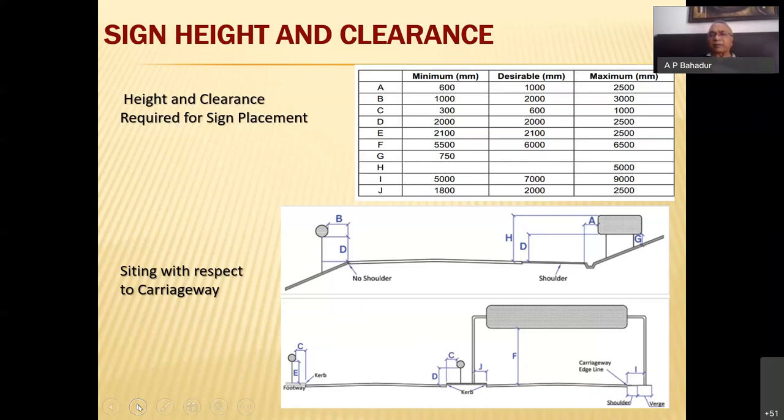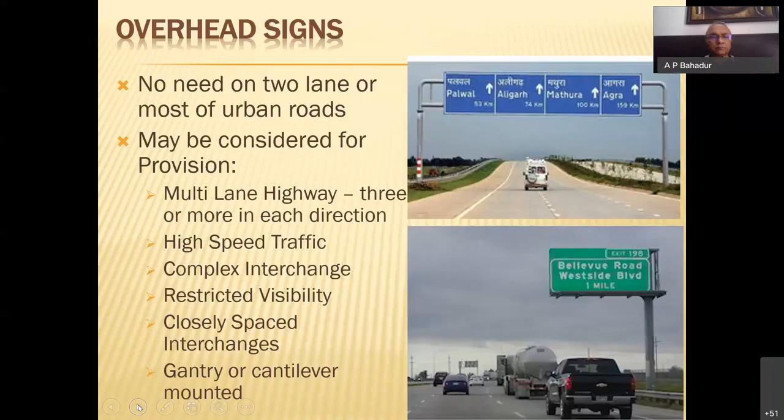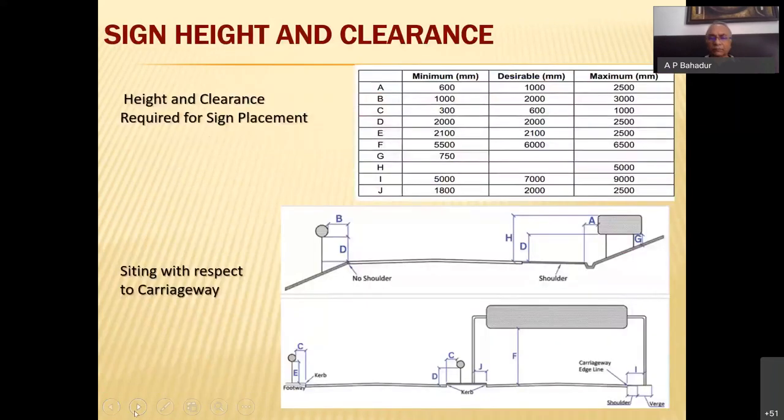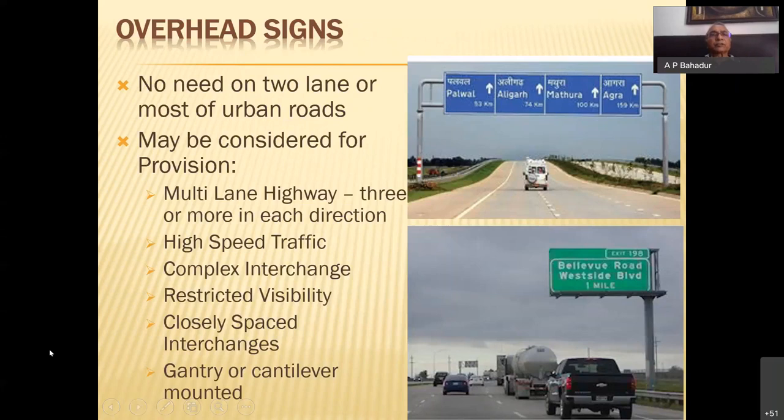On a two-lane road, we have become very much enamored of the provision of gantry signs, and they are a sheer waste of money to my mind, especially when you have trees obstructing the view of what is written on those signs. So always keep it in mind. Overhead signs are only for multi-lane highways, high speed, complex interchanges, restricted visibility, and closely spaced interchanges, gantry or cantilever. Normally on a two-lane road, there is no point in providing gantry signs or overhead signs.